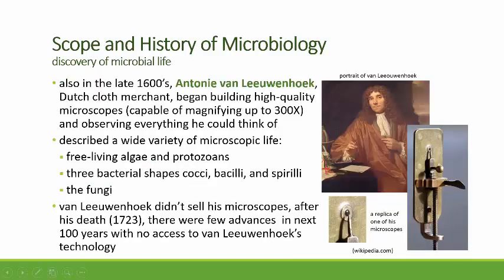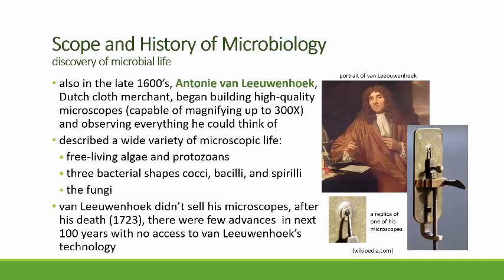In the late 1600s, Anton van Leeuwenhoek, or Antony van Leeuwenhoek, a Dutch cloth merchant, began building very high-quality microscopes. They had the capacity to magnify up to 300 times the usual naked eye size. And he just went crazy looking at stuff. He looked at the goo that developed between his teeth. He looked at his own semen and found sperm. So anything that he could think of to look at, he would do it.